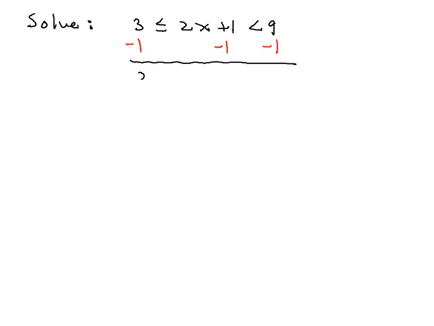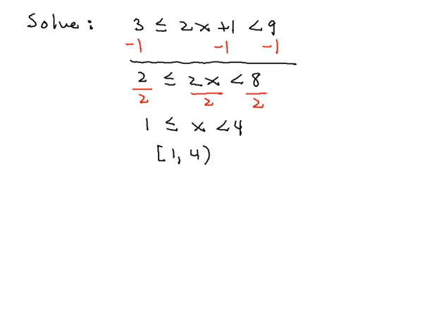And then doing that, we have 2 less than or equal to 2x, which in turn is less than 8. And to finish up, what we'll need to do is divide each part by 2. So we have 1 less than or equal to x, which is less than 4. And we could, if we would like, express that in interval notation by writing 1 with a bracket there, comma 4 parentheses. And we can easily graph that on a number line, so we'll do that next.